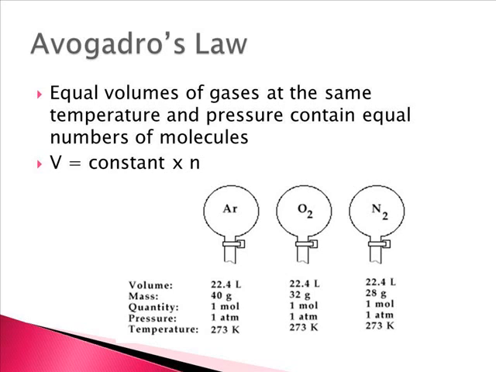They'll have different weights, because one mole of argon weighs about 40 grams, a mole of oxygen is about 32, and a mole of nitrogen is about 28 grams. But they occupy the same volume, and that's what's important.